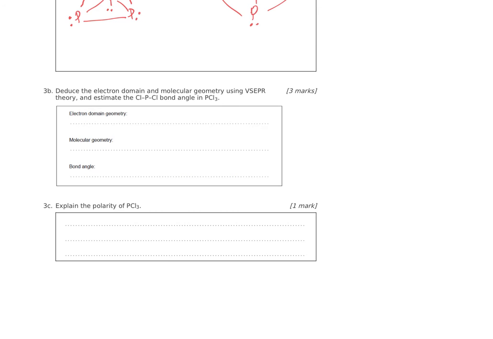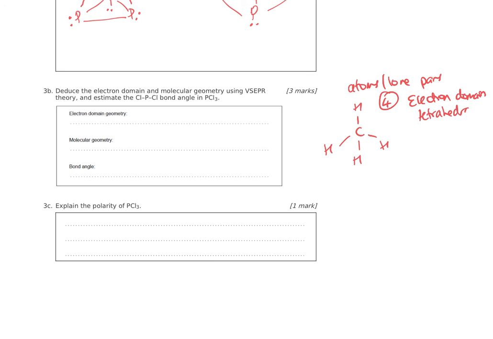So deduce the electron domain and molecular geometry. So your electron domain, you're talking about the number of atoms or lone pairs around an atom. So if I look at CH4, for example, CH4 has 4 atoms around it, no lone pairs. So that's going to have an electron domain of 4. And when we're talking about the shape, we're talking about what would that shape be without any lone pairs. So that would be tetrahedral. And then the molecular geometry is the shape of the molecule. So this time we're including lone pairs. So for this example, they would both be tetrahedral.